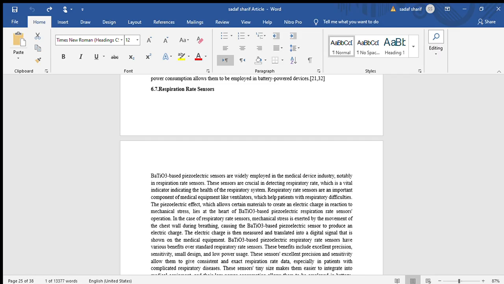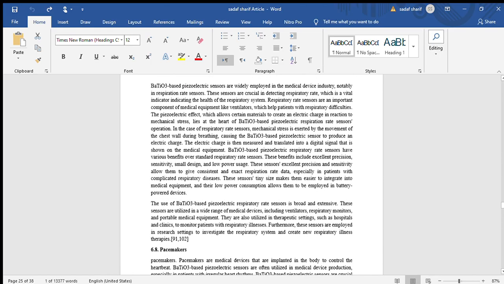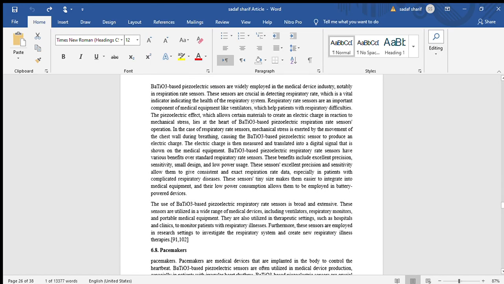The piezoelectric effect, which allows certain materials to create an electric charge in reaction to mechanical stress, lies at the heart of barium titanate based piezoelectric respiration rate sensors. The sensors produce the electric charge, which is then measured and translated into a digital signal that is shown on the medical equipment.